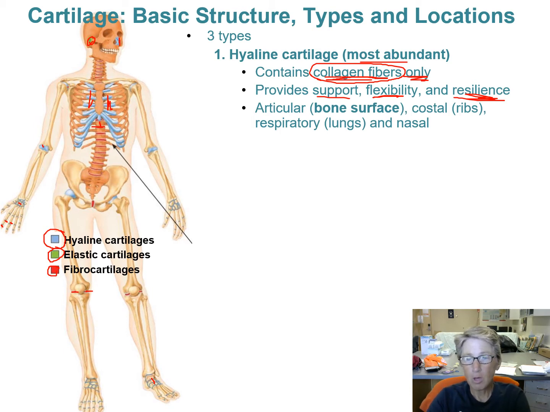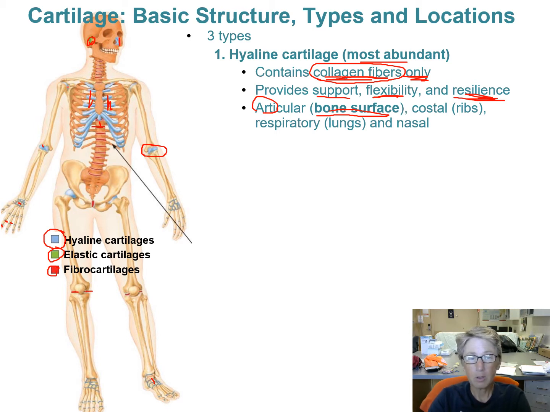Hyaline cartilage covers articular surfaces. So articular just means joint. So the surfaces of bones where you form a joint, you'll find hyaline cartilage. So for example, check it out, the elbow joint. Between the humerus and the radius and the ulna, you'll find hyaline cartilage at that joint.